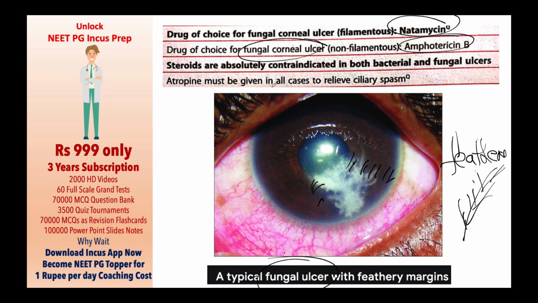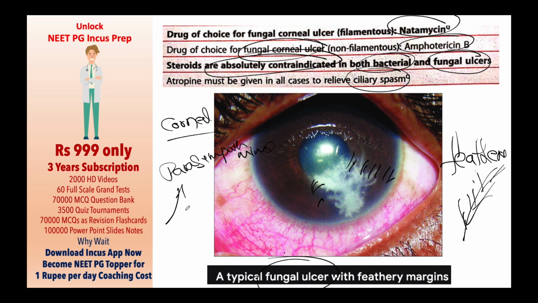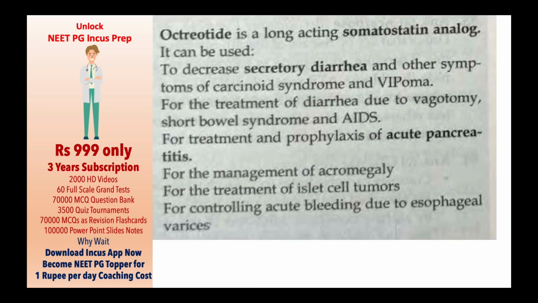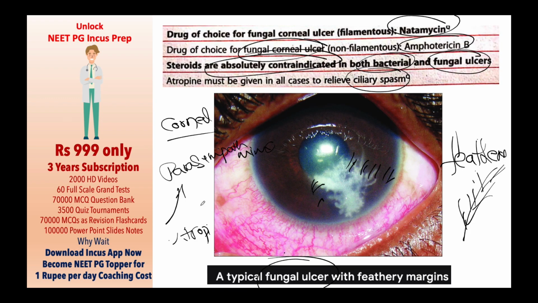And will you give steroids? No. Absolutely contraindicated in corneal ulcer, both bacterial and fungal ulcer. In both, steroids are contraindicated. And whenever a corneal ulcer is there, why do you give atropine? Because there is a lot of pain because of the spasm, ciliary spasm, which is all because of the parasympathomimetic action. And to break that, you have to give a parasympatholytic, and that is your atropine, is what you need to remember.